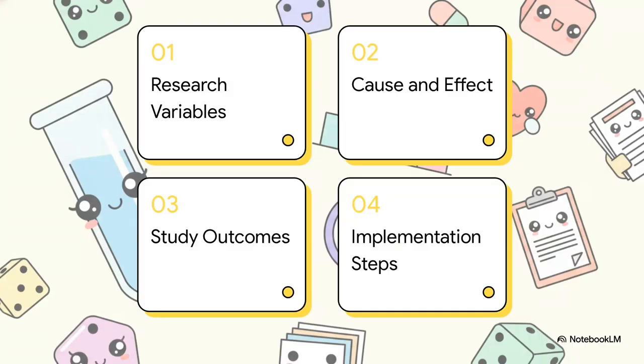First, what are research variables? Second, cause and effect relationships. Third, selecting your study outcomes. And fourth, practical steps for implementation.